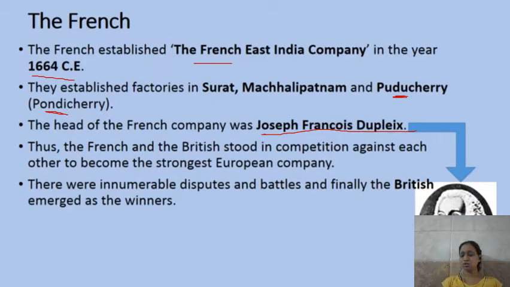Thus the French and the British stood in competition against each other to become the strongest European company. Now India was a market for their products, and it also provided the raw material for their factories. So the British and the French both stood in competition against each other to establish their trade in India. They had a strong competition among themselves over who could establish themselves more powerfully here. There were innumerable disputes and battles, and finally the British emerged as the winner.